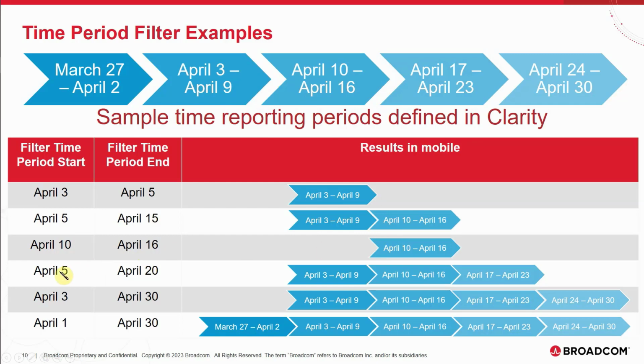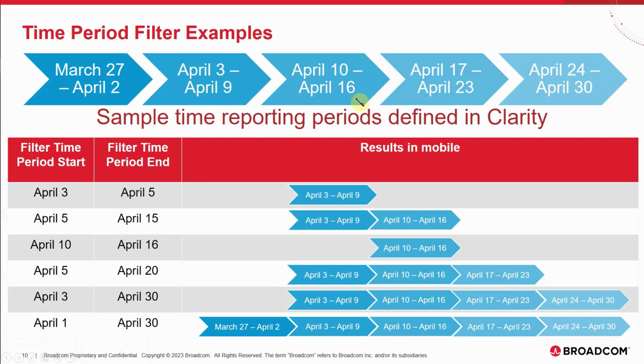If I enter April 5th to April 20, that means it's in the middle of this time period and the middle of the third time period right here. So I should get all three of these, which is what happens. If I enter April 3rd, which is the start of this, till April 30th, like the end of the fourth one, I should get all four of them.